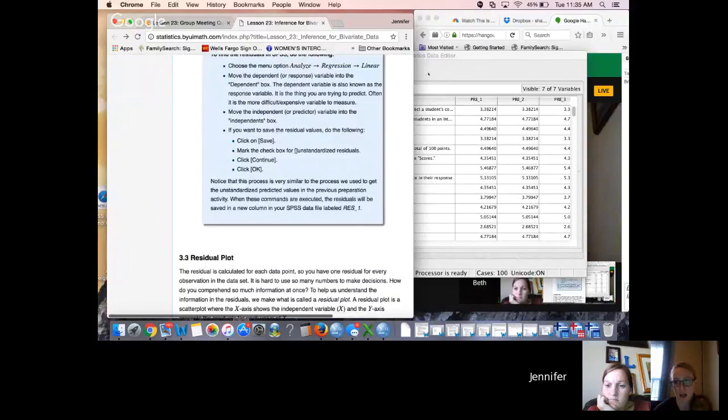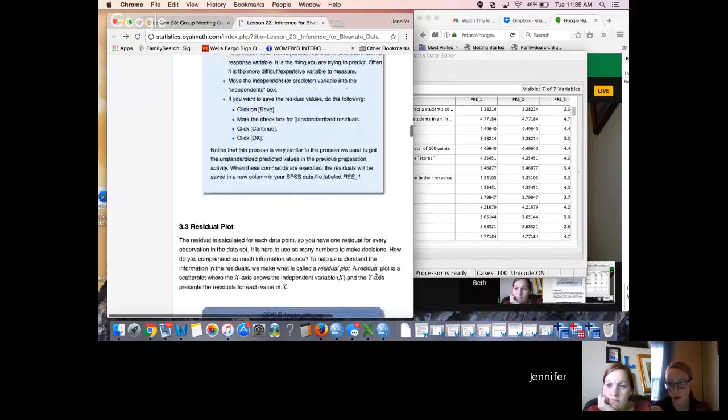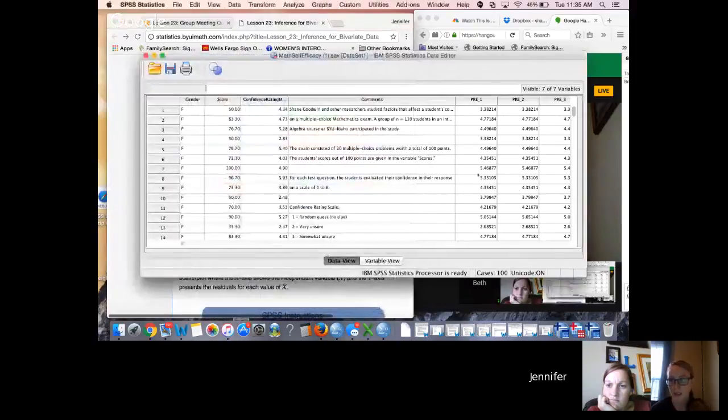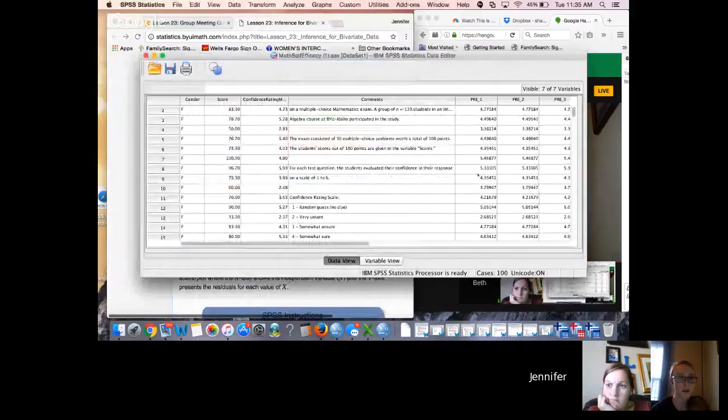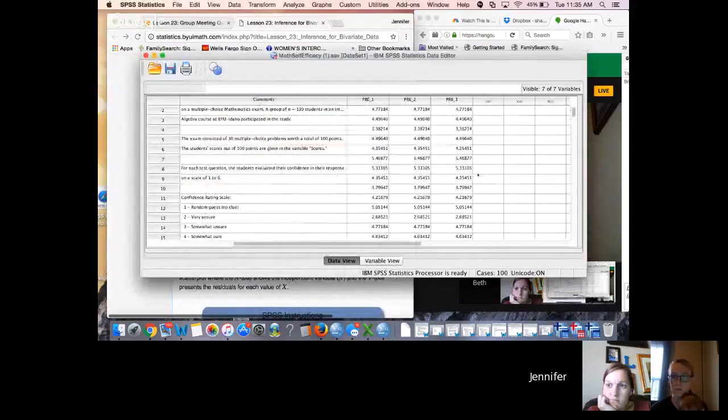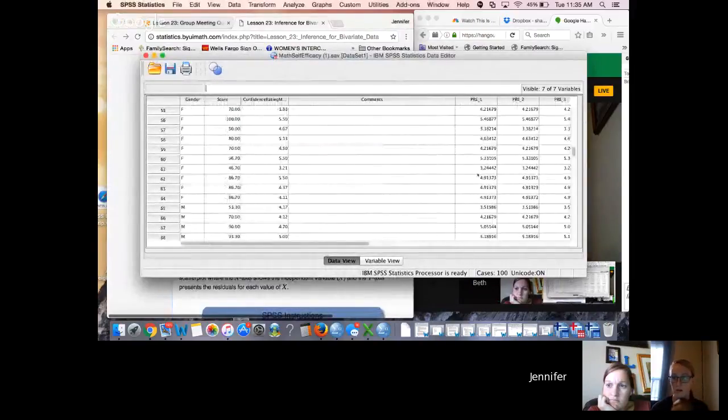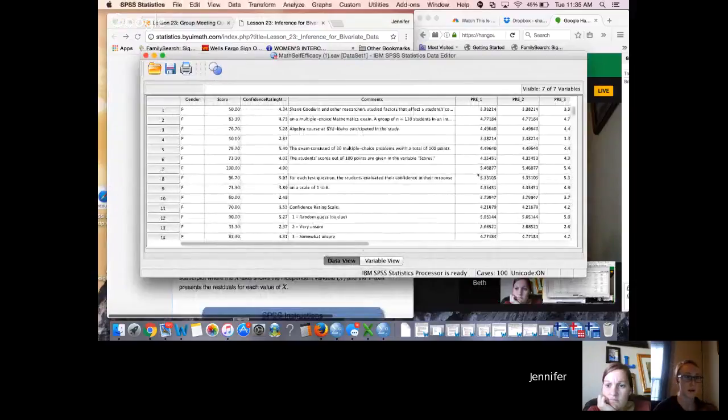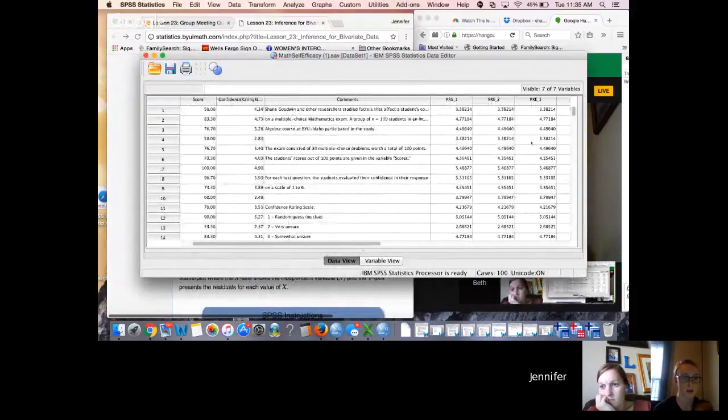I clicked OK. Hold on, but then it says, notice that this process is very similar to the process used to analyze blah, blah, blah. When these commands are executed, the residuals are now saved in a new column in your SPSS data file labeled residual 1. Oh wait, I don't have a residual 1 column. It didn't pop up in your data?